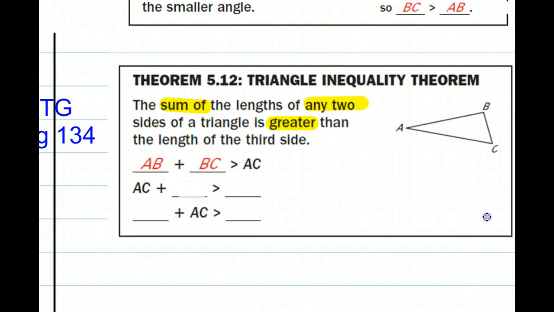So AB plus BC has to be greater than AC. In this case, AC plus AB has to be greater than BC, and AB plus AC has to be greater than BC. My trick and my hint is, instead of having to test all three of these, why don't we just test the two smallest sides and see if they work?